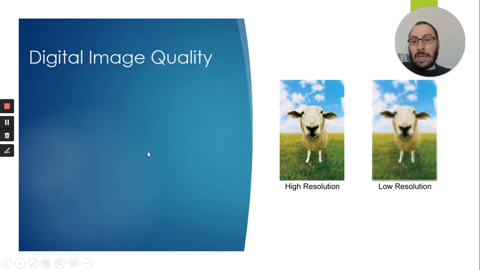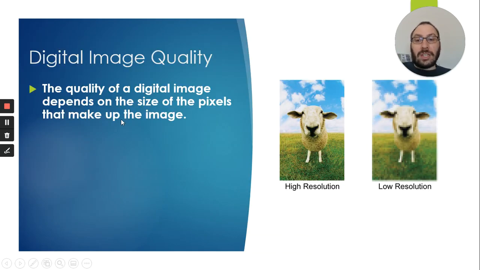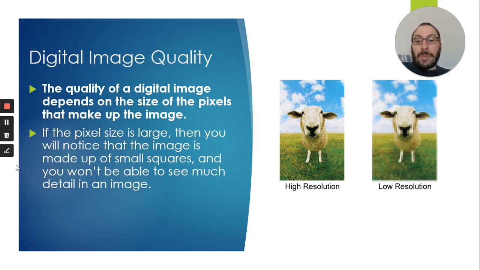So, digital image quality. The quality of a digital image depends on the size of the pixels that make up the image. Right here, we have something called low res. Here's something that's high res. You can clearly see the difference. It's a nice fluffy sheep. This one is still the same sheep, but the pixels are a lot larger, so it's low resolution. If the pixel size is large, then you'll notice that the image is made up of small squares and you won't be able to see much detail in the image.